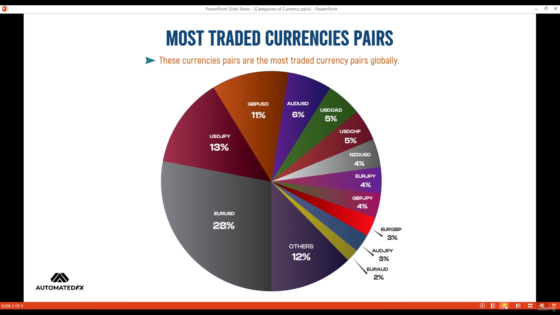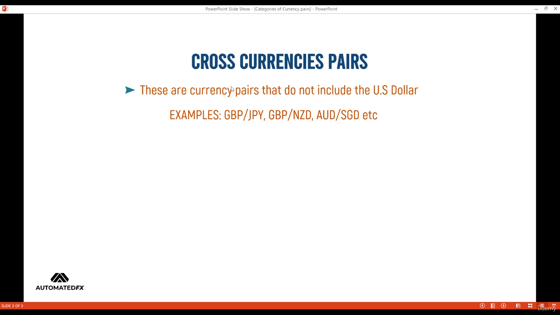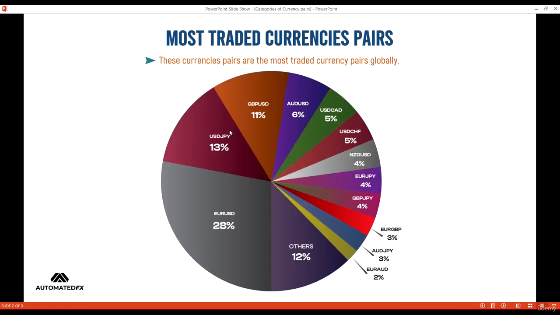And then we have the cross pairs. These cross pairs are currency pairs that do not include the US dollar. Examples are GBP JPY, GBP NZD, AUD SGD, and so on. We can see some of them here also: Euro JPY, GBP JPY, and these other ones. So these are examples of cross pairs. We have the major pairs, which are the pairs that have the US dollar in them, and the cross pairs, the pairs that do not have the US dollar in them.